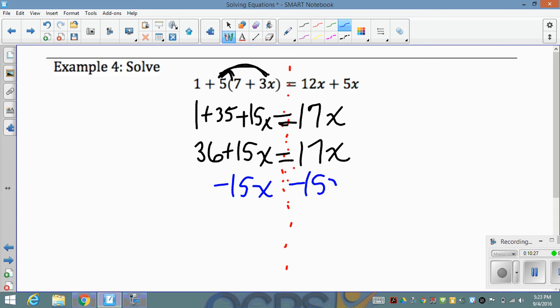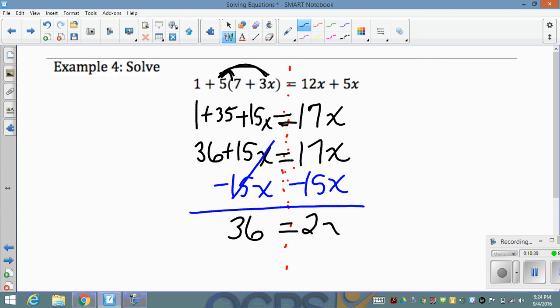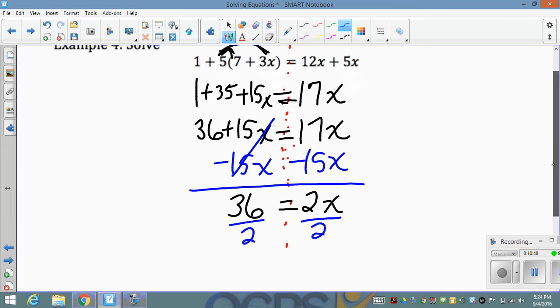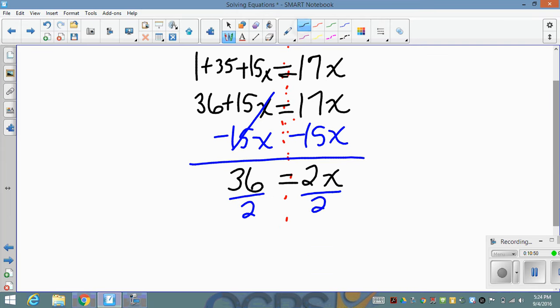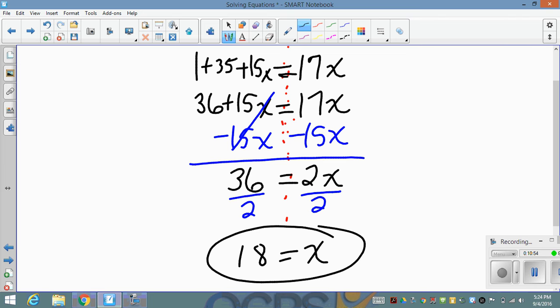Again, I'm crossing that equal sign. That's why I'm using my inverse. So 15x minus 15x is 0. So 36 plus 0 is 36. 17x minus 15x is 2x. So 2x means 2 times x. To undo multiplication, I divide. And so my final answer is x equals 18.